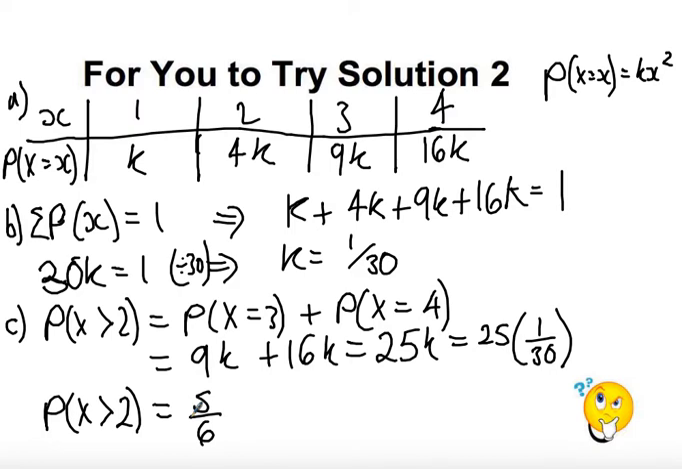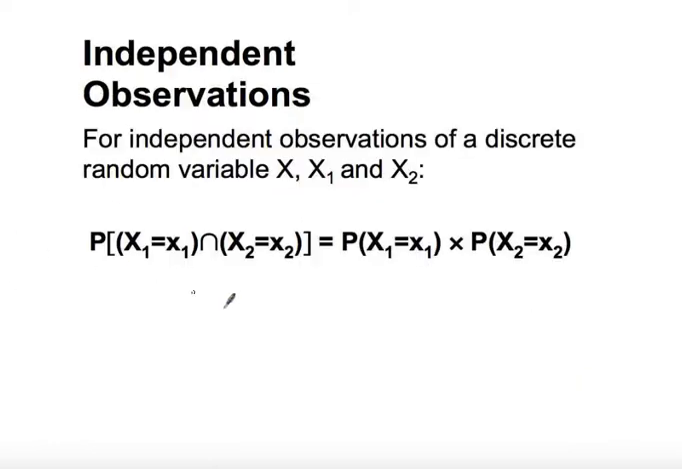Now hopefully you managed to answer that question and you've got the matching answer. So last part of theory now: independent observations. If we have independent observations of a discrete random variable X, where we have X1 and X2, here's my first observation, here's my second observation.